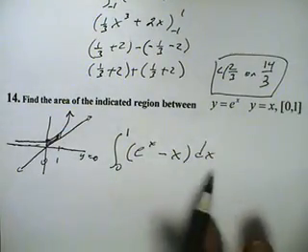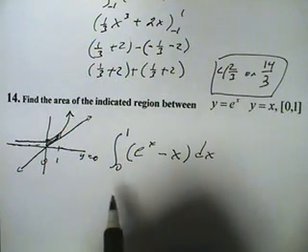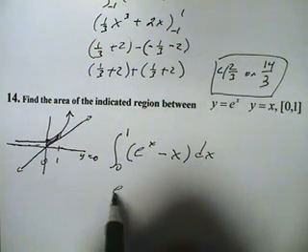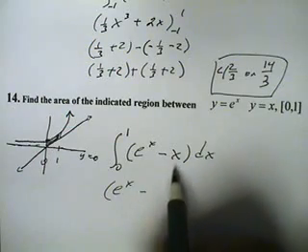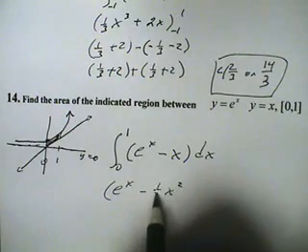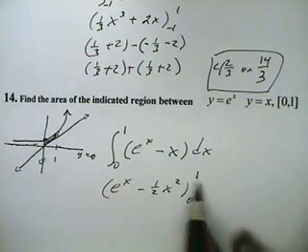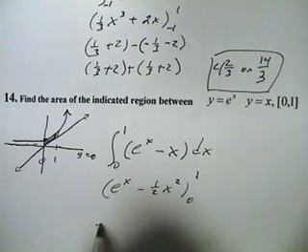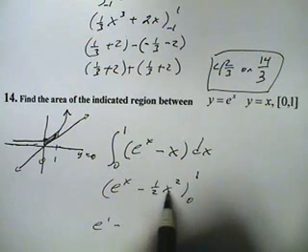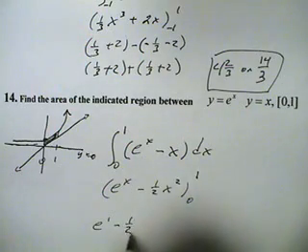Alright, so let's take the antiderivative of this function. Antiderivative of e to the x is e to the x. The antiderivative of x is x squared times 1/2. Evaluate from 0 to 1. Alright, when I put my 1 here and here, we're going to get e to the 1 minus 1 squared, which is 1, times 1/2.